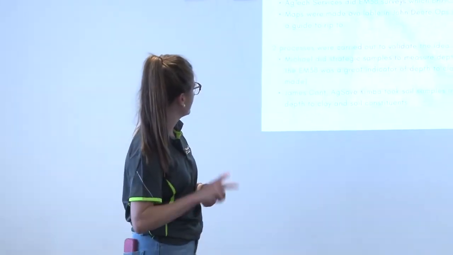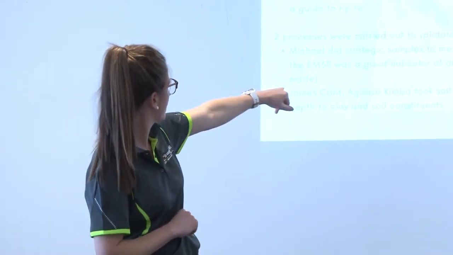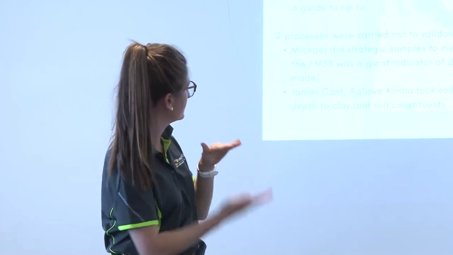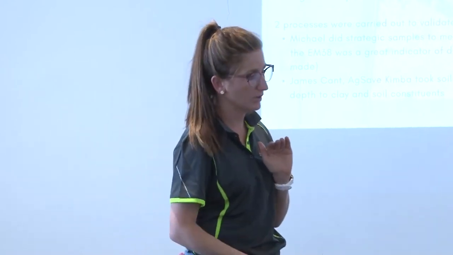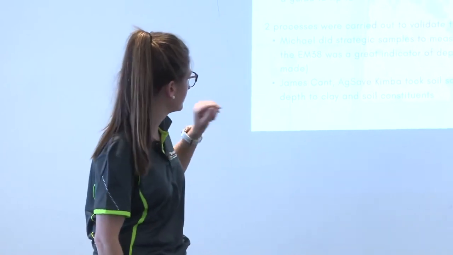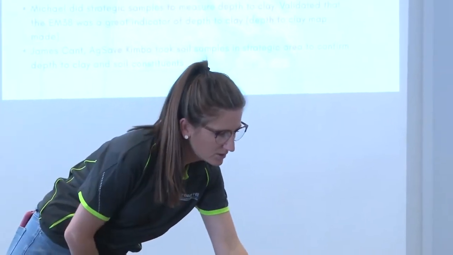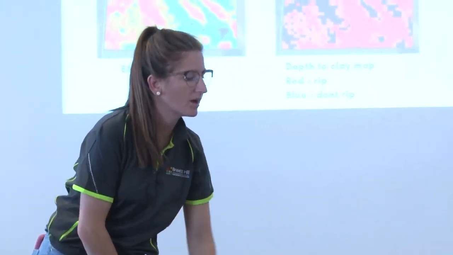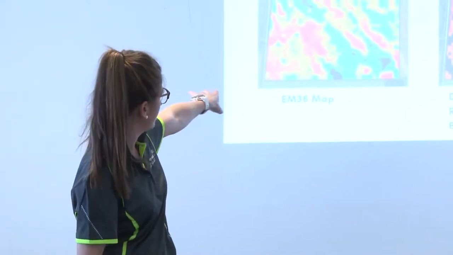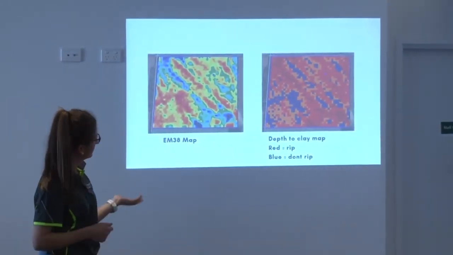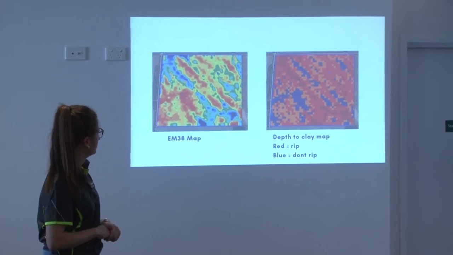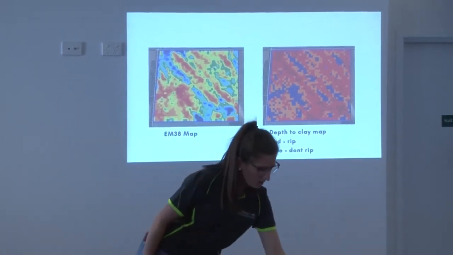And then there were 2 other processes that happened to ensure that he was ripping in the right spot. I think it was Michael who did some samples to measure the depth to clay, to validate that the EM38 was a good indicator of where to rip. But then we also went through with the agronomist that was there to take some strategic soil samples like we have at Baroda, to actually look at the soil constituents and what we were actually bringing up. So there's the EM38 map, and then there's the map that Michael created, where basically red was rip and blue was don't rip. So yeah, it's a pretty simple result, but a lot better than guesswork.